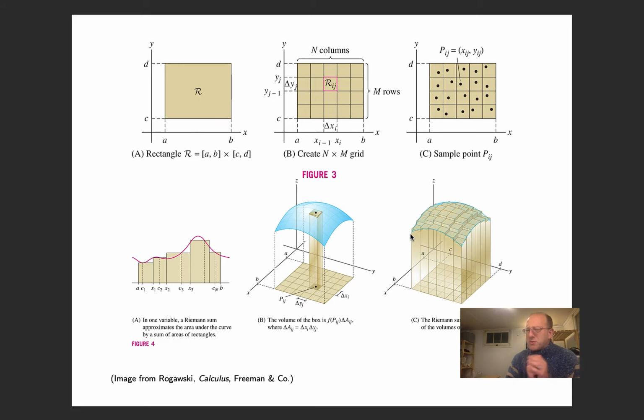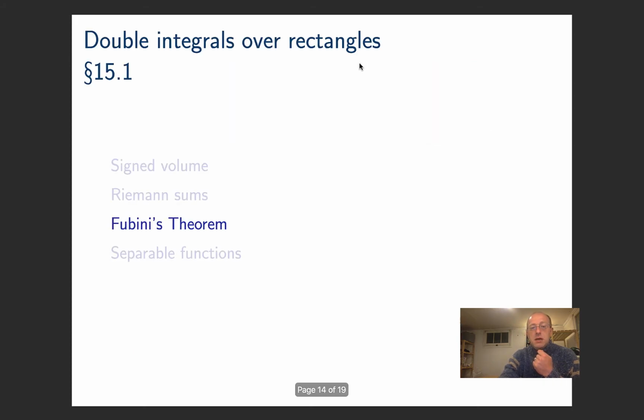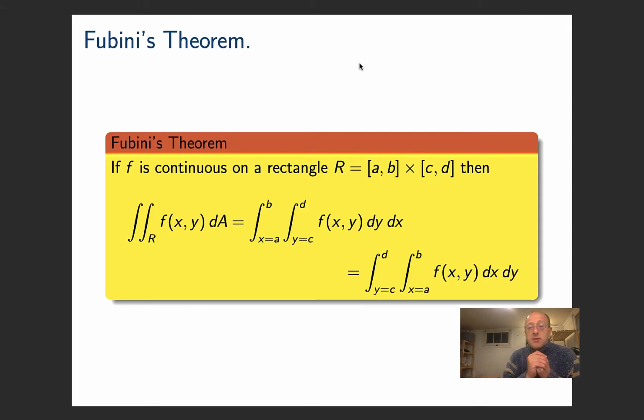And what are those row totals and column totals? Well, the row totals, if you add up across one of these rows, that would be a Riemann sum of an integral where y is a constant and x is a variable going from a to b. So the row totals would just be integrals where x goes from a to b and y is a constant. And then we're taking all the row totals from y equals c up to y equals d. And that brings us to Fubini's theorem.